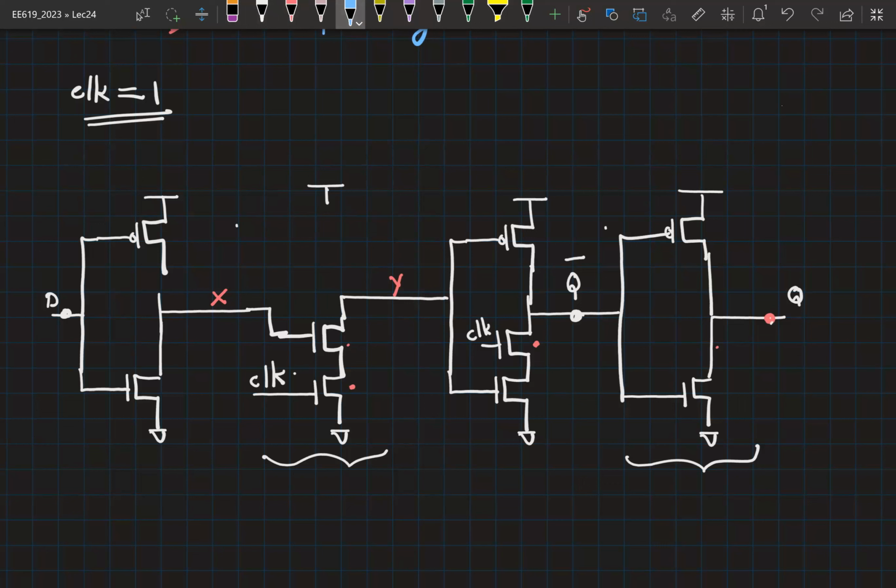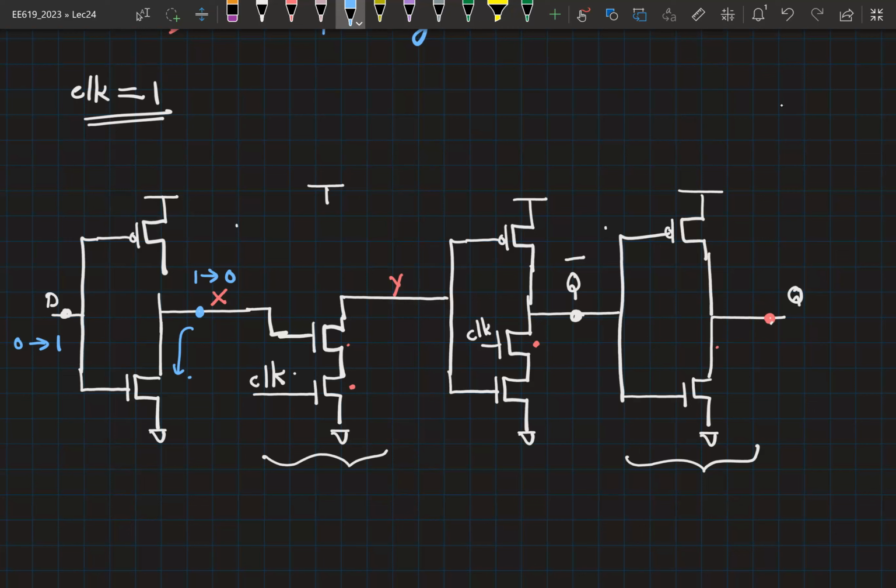It is transparent only to a 0 to 1 transition, right? Because X can only discharge through the pull down path. It can have a 1 to 0 transition. There is no pull up path available. So for X to discharge, your NMOS needs to turn on, for which you will have to work with the 0 to 1 transition. So your X is sensitive only to a 0 to 1 transition at the input, and this corresponds to X having a 1 to 0 transition.